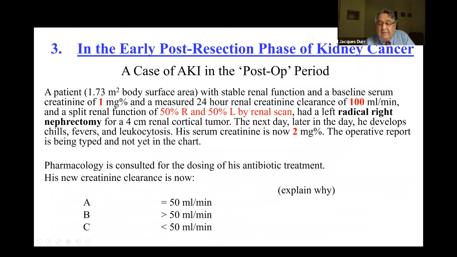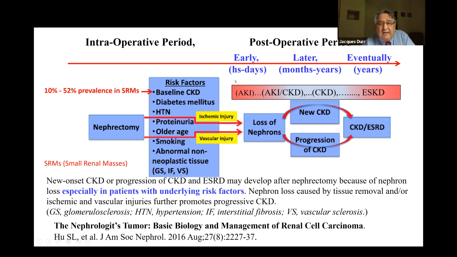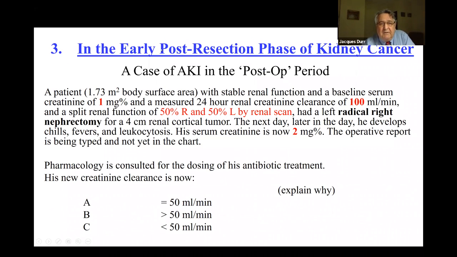Let's take the early phase, when we are here, very early phase post-op. We have a patient, and a good example, who has a normal body surface area, a normal creatinine, which gives him a total GFR of 100 milliliters per minute, and the flow is distributed 50-50 to the right and left kidney. He had a radical right nephrectomy, a very small tumor, by the way, and now he has chills and fever, and his serum creatinine is 2.